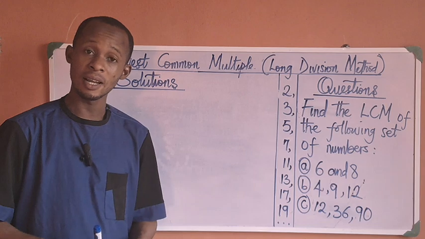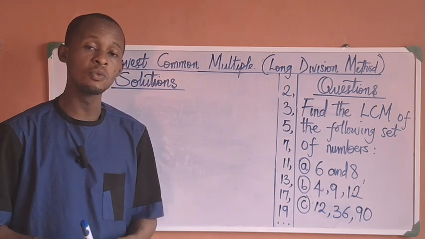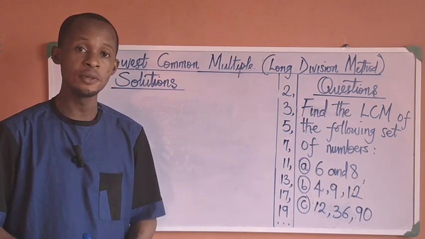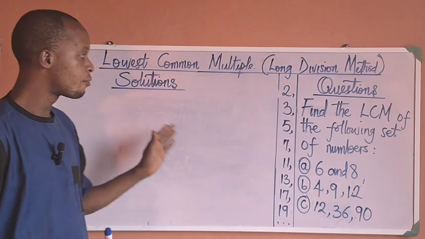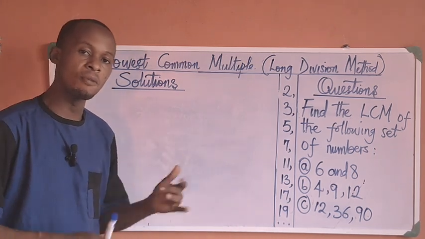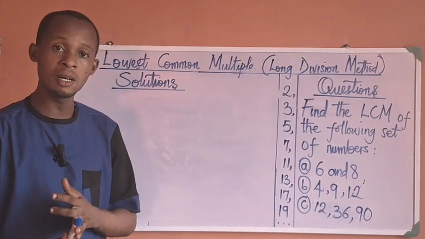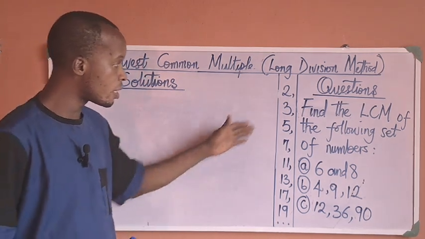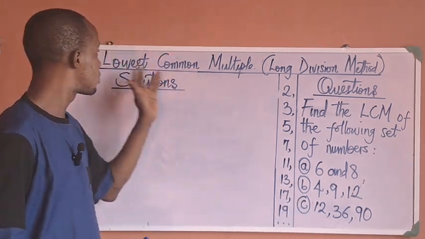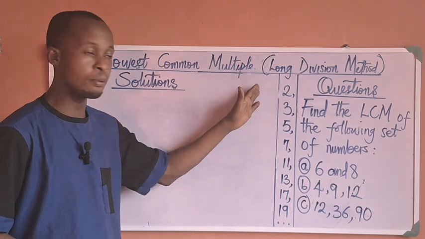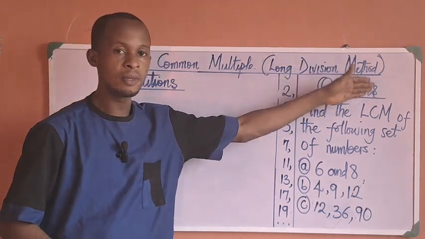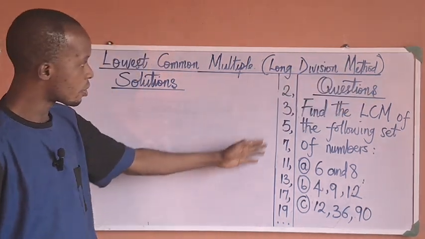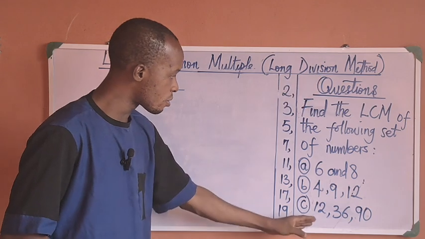Welcome back to class. So let's continue from where we stopped in the previous video. We have looked at the concept of factors, prime numbers, and prime factors. So in this video, we're going to be solving about 3 questions related to lowest common multiples using the long division method. And as you can see on the board, these are the questions here.